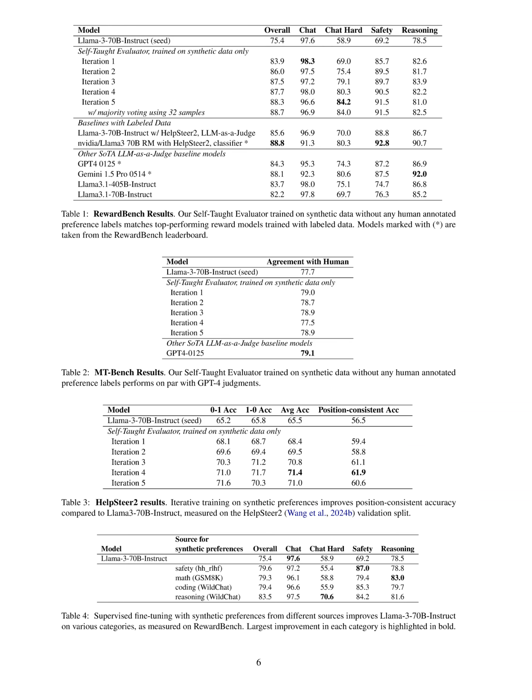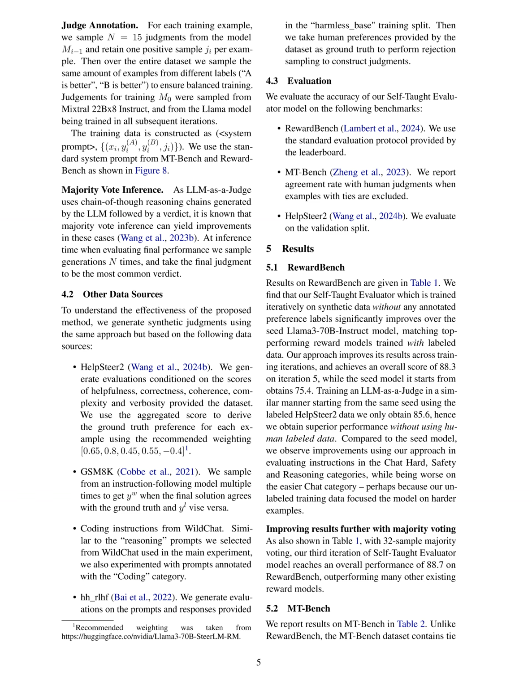In MT Bench, we reported agreement rates with human judgments, focusing on non-tie examples, and found that our model outperformed the Llama 3-70B Instruct seed model and performed comparably to GPT-4. For HelpSteer2, we assessed average accuracy and position-consistent accuracy, demonstrating improvements over the seed model. Overall, these evaluations highlighted the superior performance of our self-taught evaluator compared to both the initial model and existing reward models trained with human annotations.